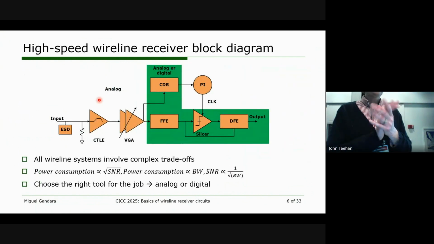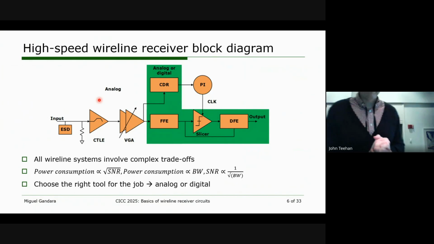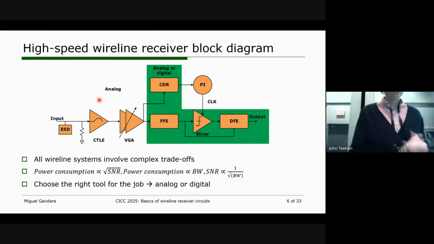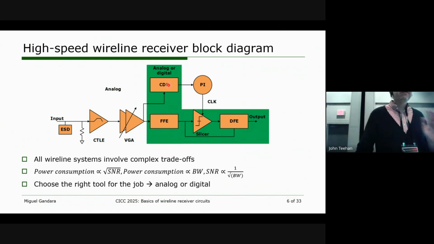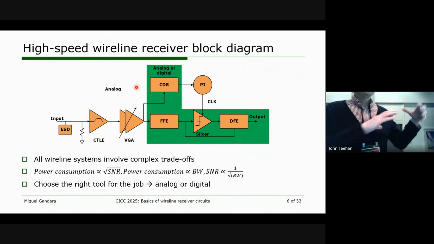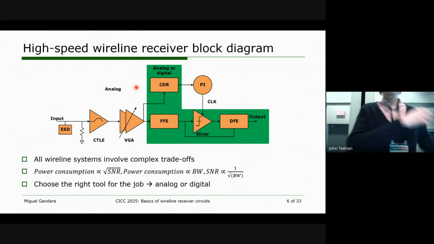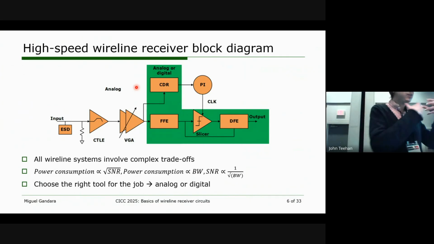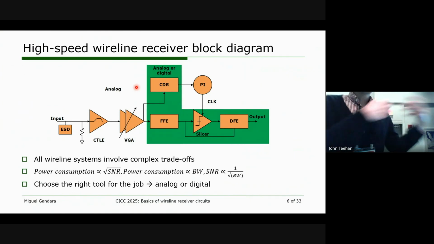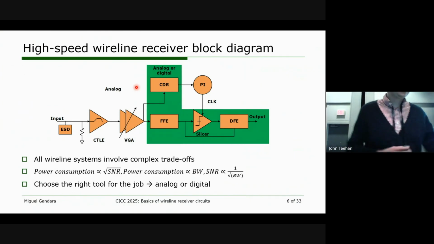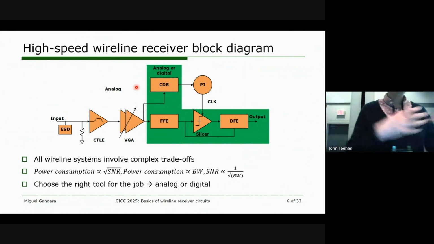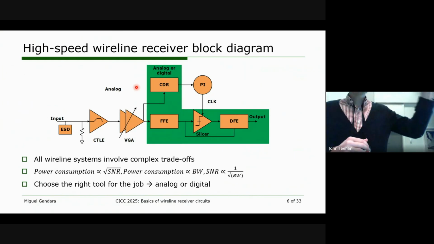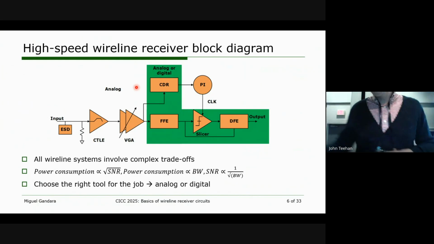Okay, so this is our general high-speed wireline receiver block diagram, okay? So this is going maybe a level below what I showed earlier, okay? The key point I want to make here is that all wireline systems involve complex trade-offs, okay? So if you need to improve your SNR, that's going to fundamentally mean that you need to burn more power. If you want to increase your data rate, again, that means you're going to need to burn more power. And if you want to increase your data rate, that's also going to hurt you from an SNR perspective, okay? So there are all these complex trade-offs that require really careful design and thought from an architectural level all the way down to a circuit design level, okay?